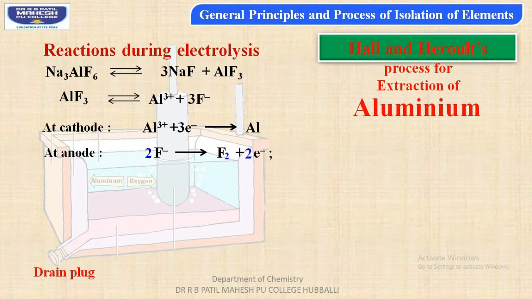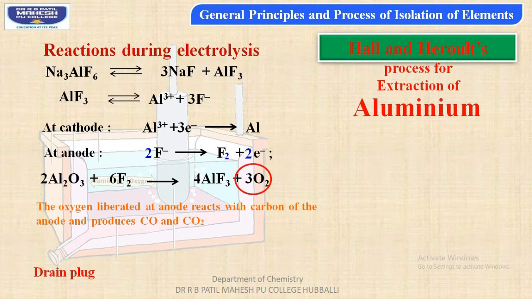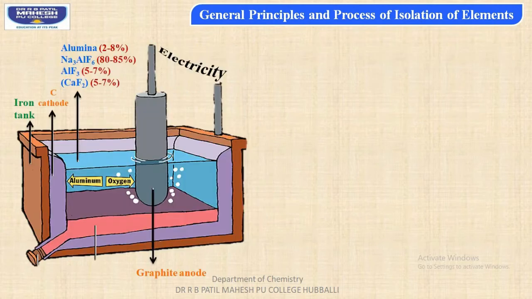Even though the fluorine molecule is liberated, this fluorine molecule further reacts with aluminium oxide for the formation of aluminium fluoride with the liberation of oxygen vapors, and this oxygen, students, further reacts with the carbon of the graphite rod. As a result, the products are carbon monoxide and carbon dioxide vapors.